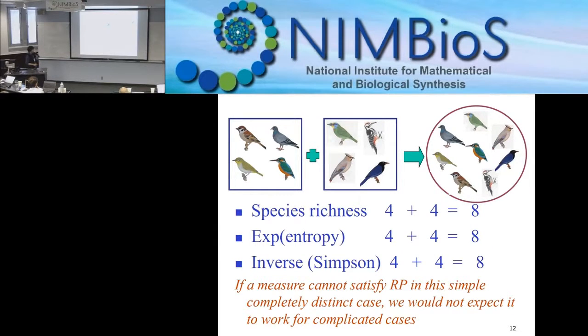MacArthur found that entropy is in units of information, but if we take the exponential of entropy, it behaves just like species richness. Also, Gini-Simpson is a probability, but if we take the inverse of Simpson concentration, it behaves just like species richness. So all these indices have the same unit of species. Of course, the communities you encounter are not as simple as this one. However, if a measure cannot satisfy the replication principle in this simple case, we would not expect it to work for complicated cases. So this is just a basic test for whether a measure can be used as a diversity measure.